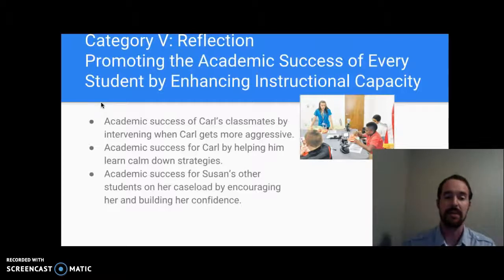I think academic success for Susan's other students on her caseload occurs by encouraging her and building her confidence in the decision she's made with Carl.